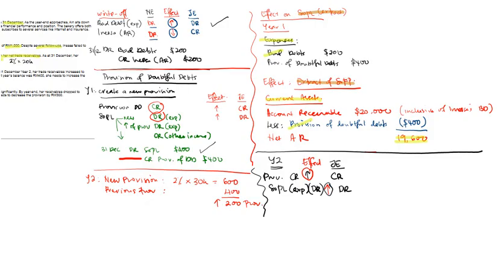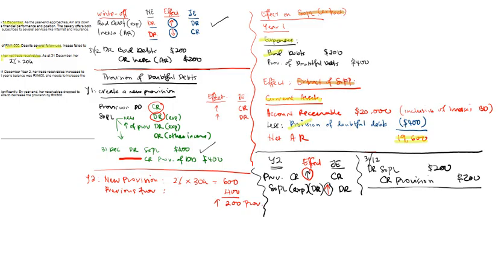So our adjusting entry for 31st of December will be debit statement of profit and loss with the increase of 200, and then credit the provision for the year with the increase of 200.